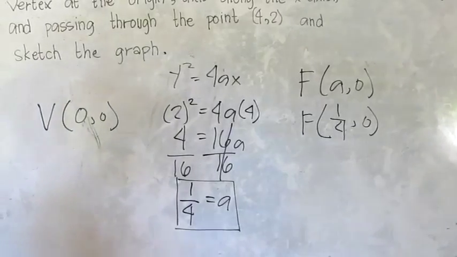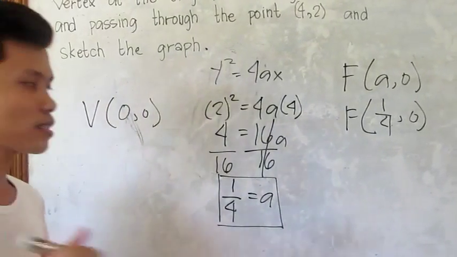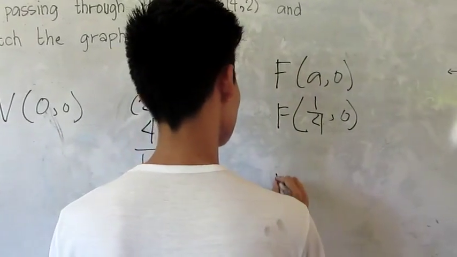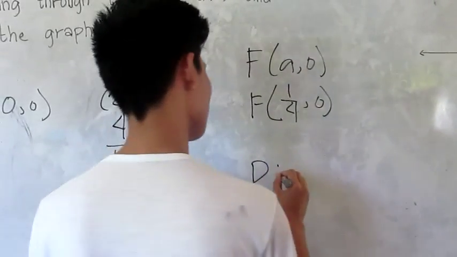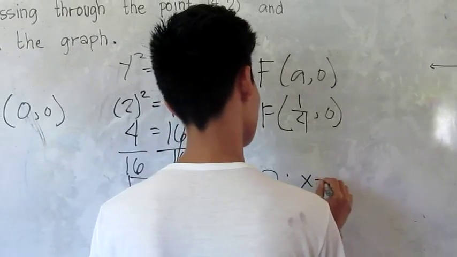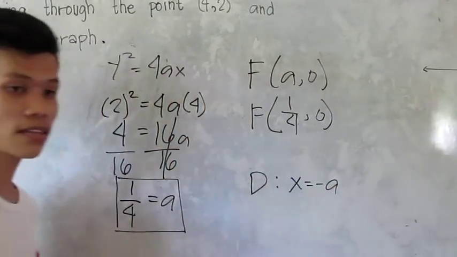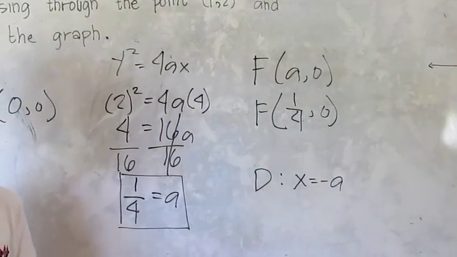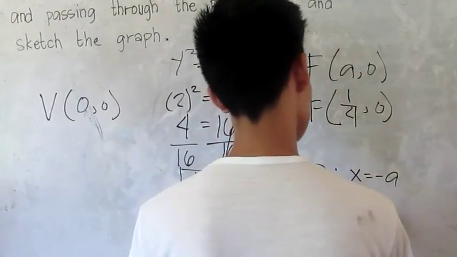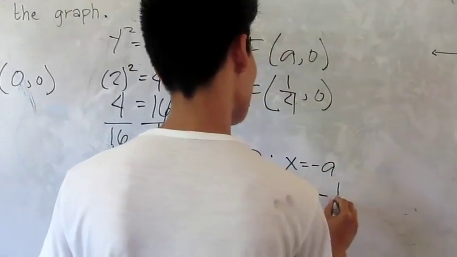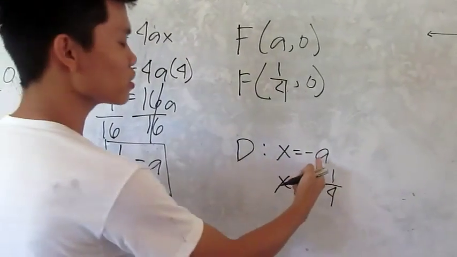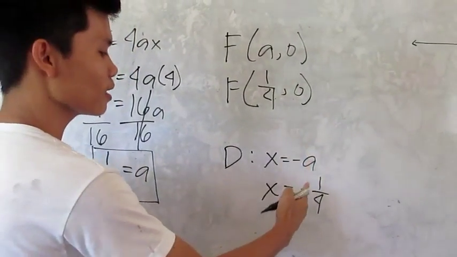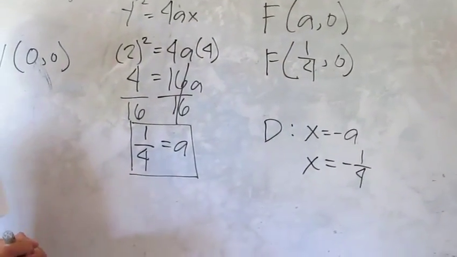Then next we are going to get the directrix. The formula of the directrix is x equals negative a. Therefore, our directrix is x equals negative 1/4. Since the value of a is positive 1/4, it will be multiplied by the negative of a. The answer is x equals negative 1/4.